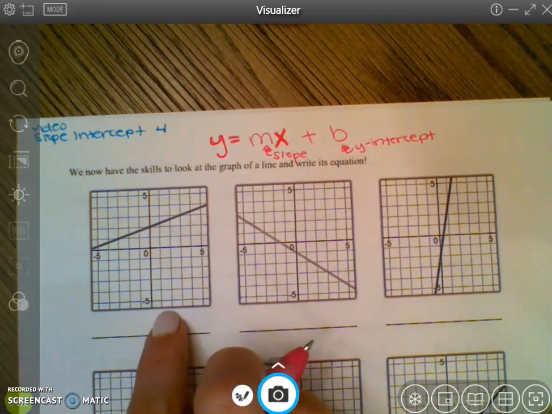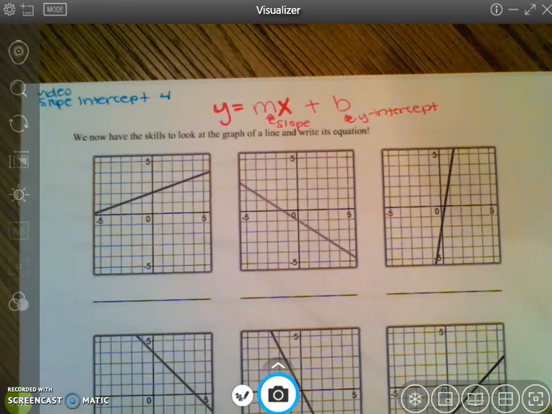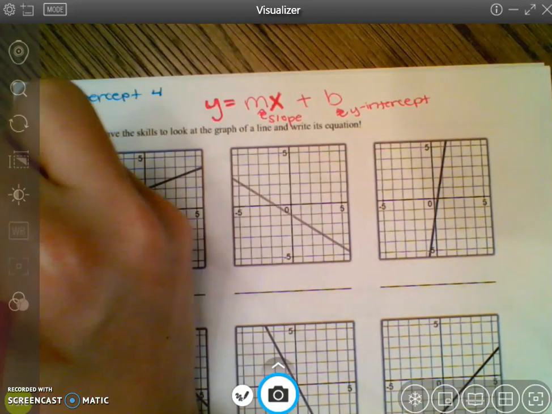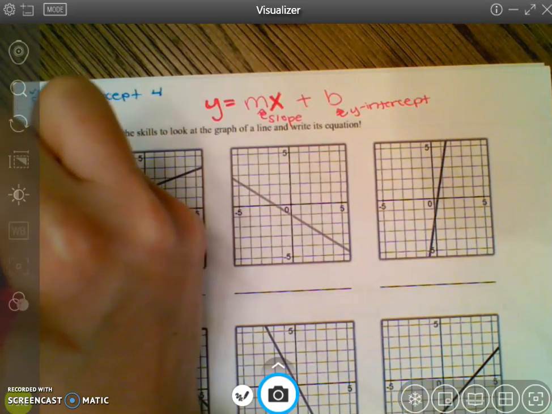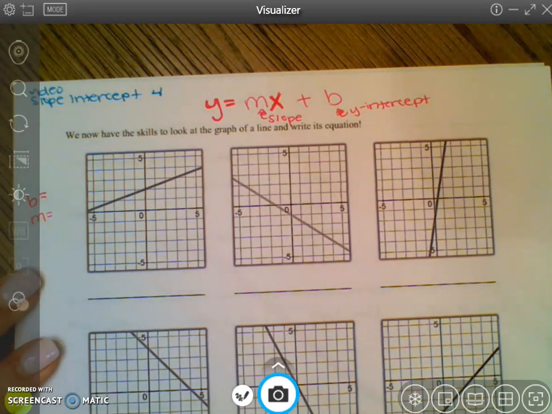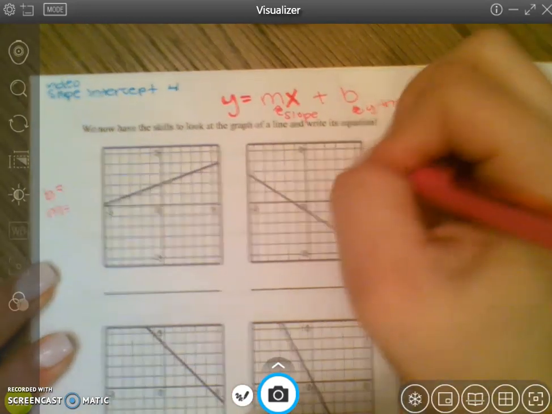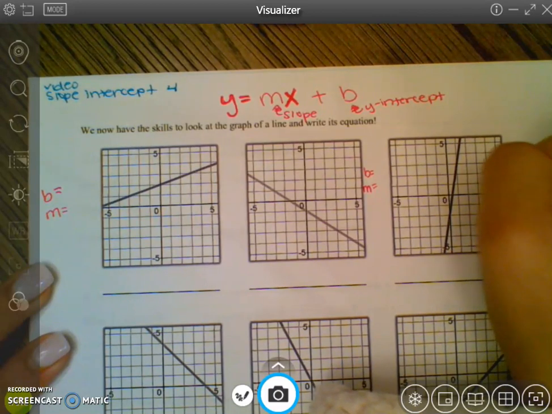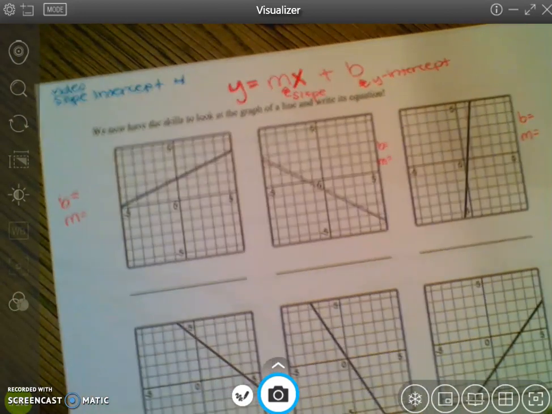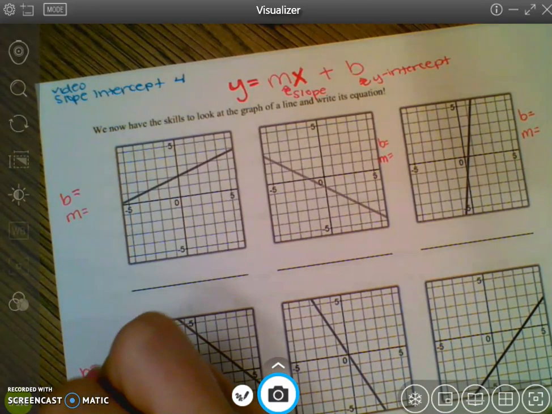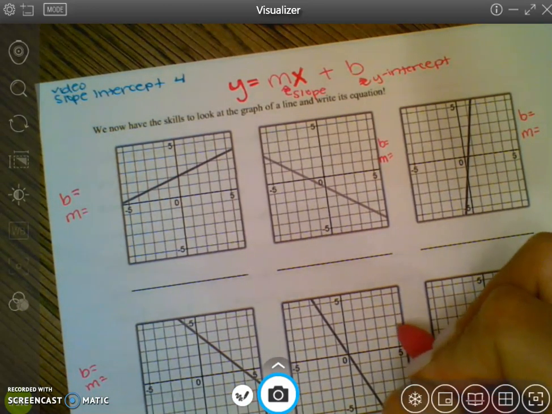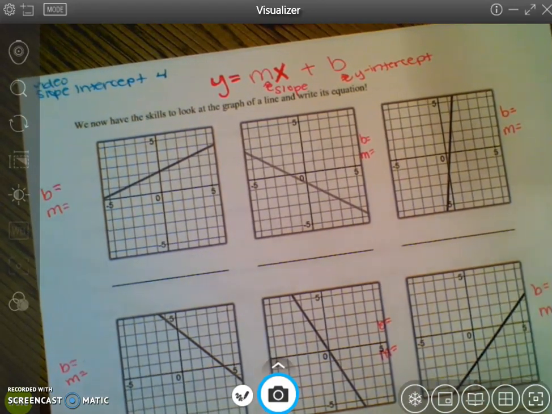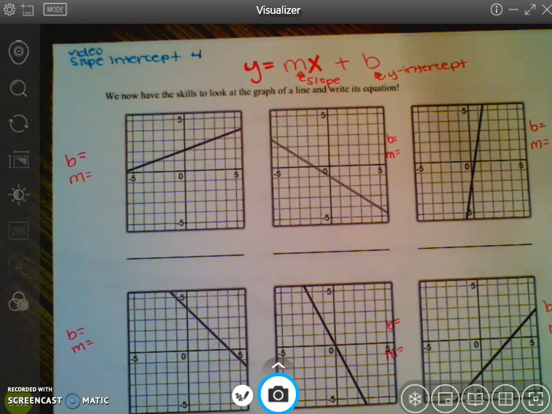Okay, let's do one together. And then I'm going to have you do the rest of them on your own. So the first thing you're going to do is find your y-intercept. For each of these, I need to find b and m. So if you want to, go ahead and label, go b equals, m equals for all of them. That's what I like to do. So then this one, I need b equals, m equals, b equals, m equals, b equals, m equals. Okay, so I've labeled all of them.